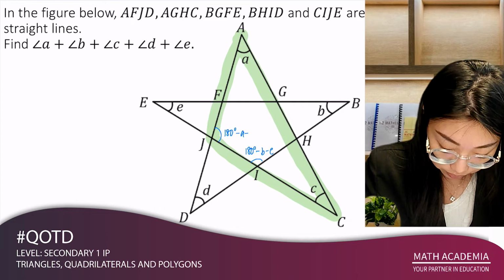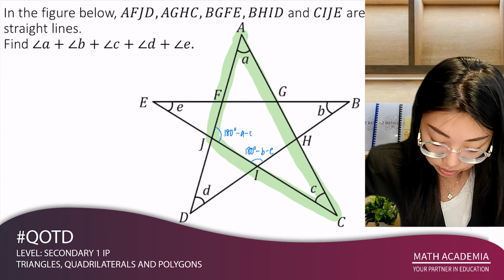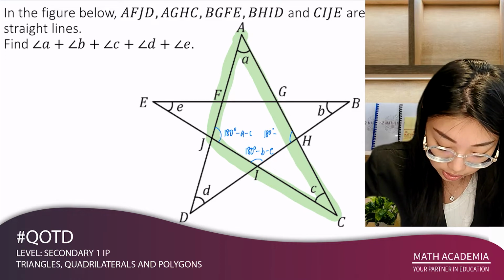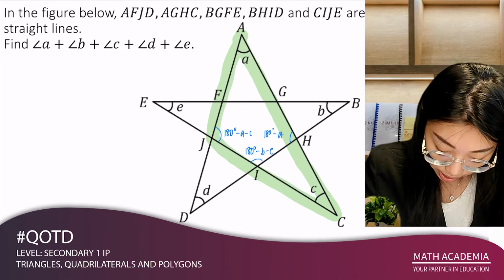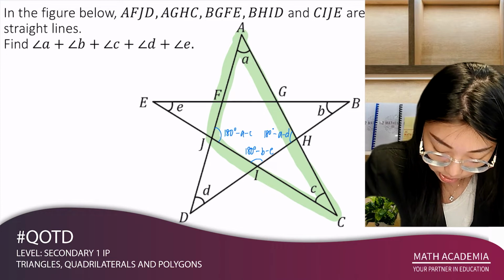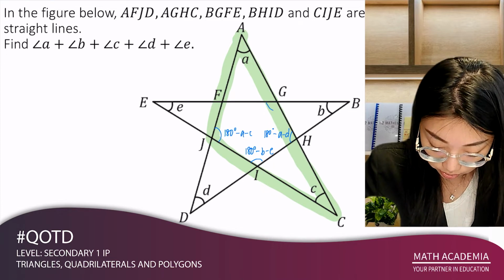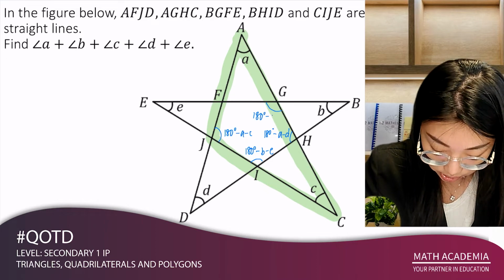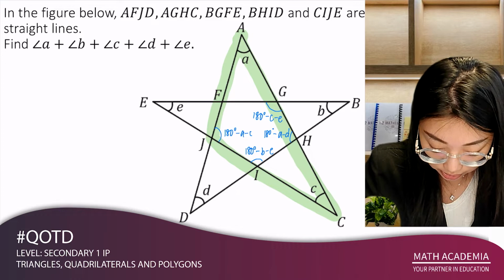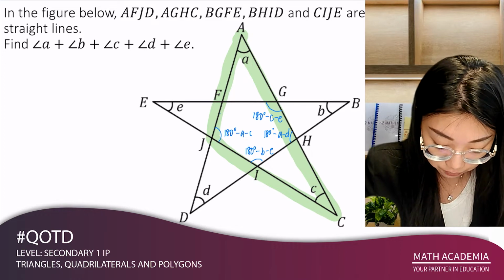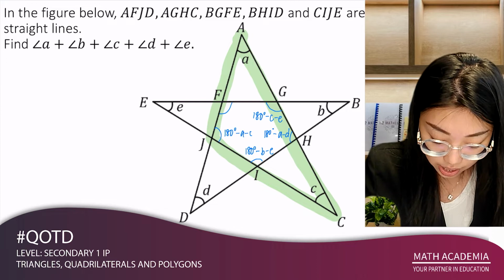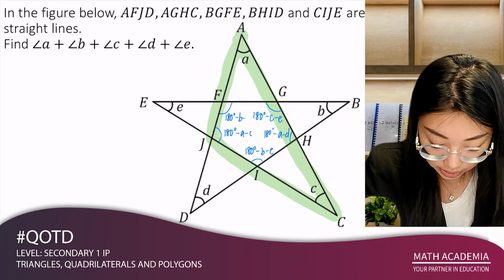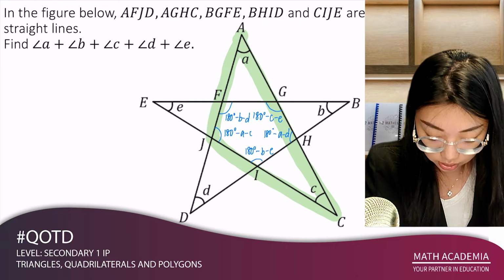Angle DHA equals 180 degrees minus angle A minus angle D, and angle EGC would be 180 degrees minus angle C minus angle E, and lastly angle DFB would equal 180 degrees minus angle B minus angle D.